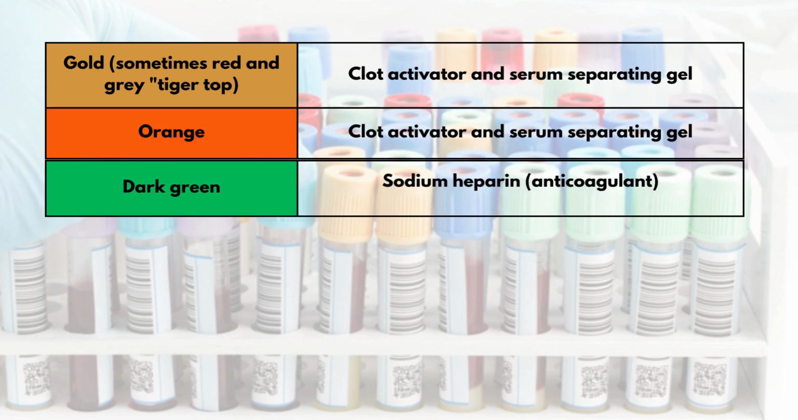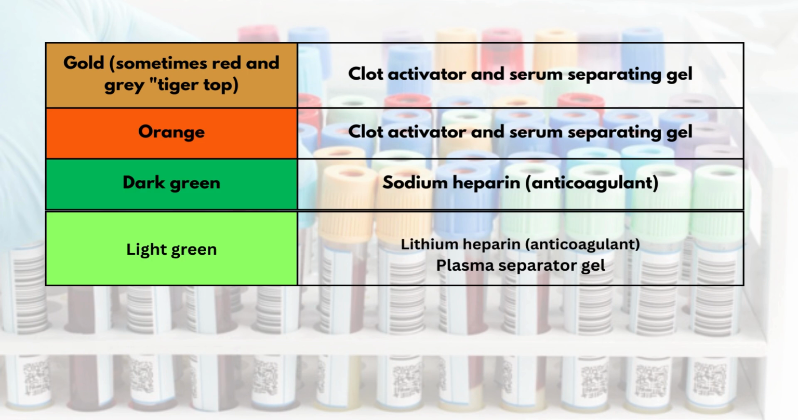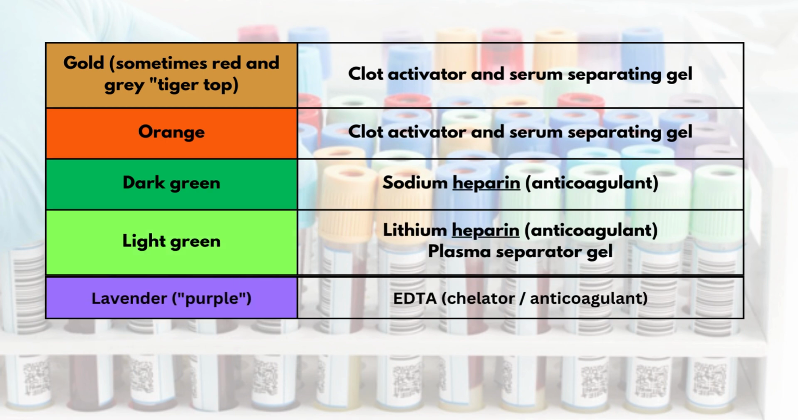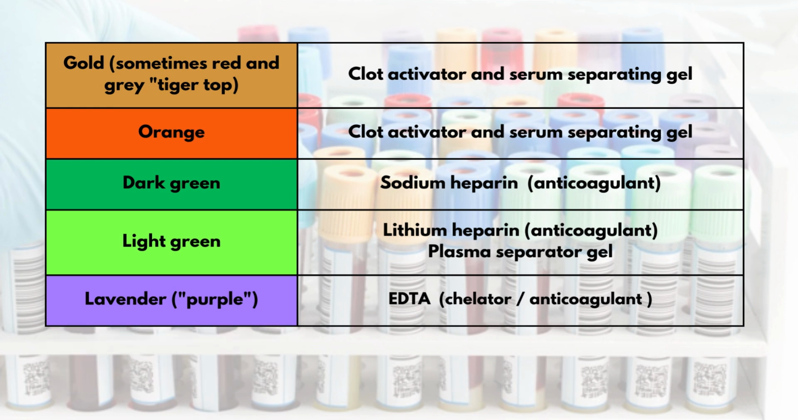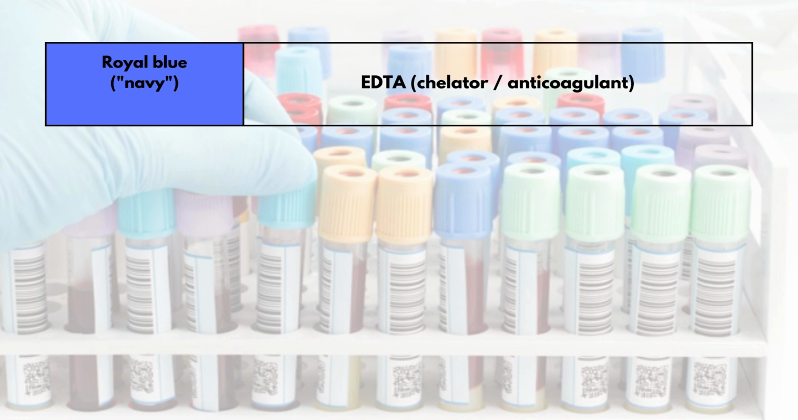Dark green color lid test tube contains sodium heparin, anticoagulant additive. Light green color lid test tube contains lithium heparin, anticoagulant, plasma separator gel additive. Lavender, purple color lid test tube contains EDTA, chelator, anticoagulant additive. Pink color lid test tube contains K2 EDTA, chelator/anticoagulant additive. Royal blue, navy, color lid test tube contains EDTA, chelator, anticoagulant additive.